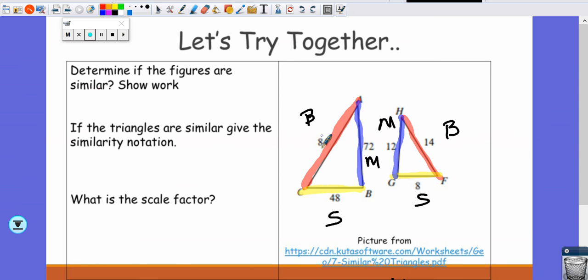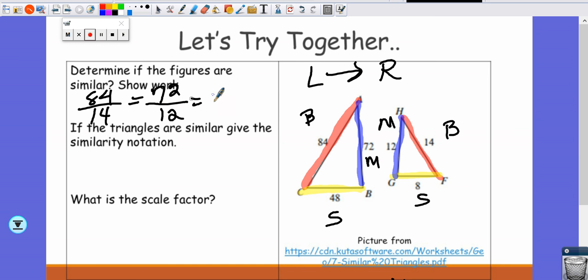So I'm going from left to right. I have to make sure I keep my ratio together. So I go 84 over 14. And that should equal, now I'm going to go to my medium side, 72 over 12. And then I'm going to go to my small side, 48 over 8. And look, I went from left to right, left to right, left to right. Okay? So now we just need to do the math.